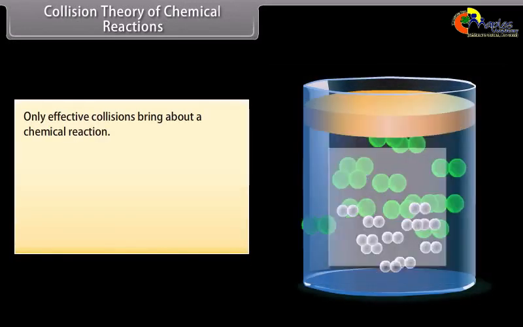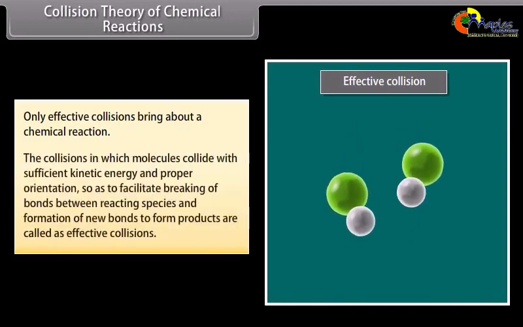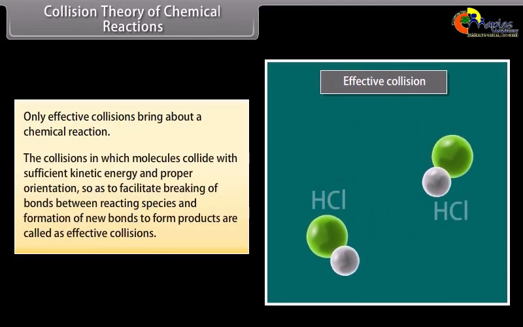Collision theory of chemical reactions. Only effective collisions bring about a chemical reaction. The collisions in which molecules collide with sufficient kinetic energy and proper orientation so as to facilitate breaking of bonds between reacting species and formation of new bonds to form products are called as effective collisions.